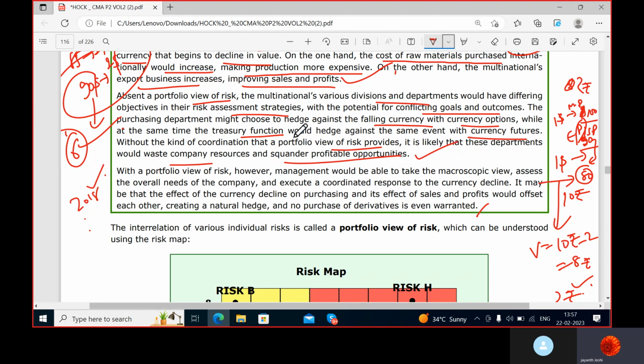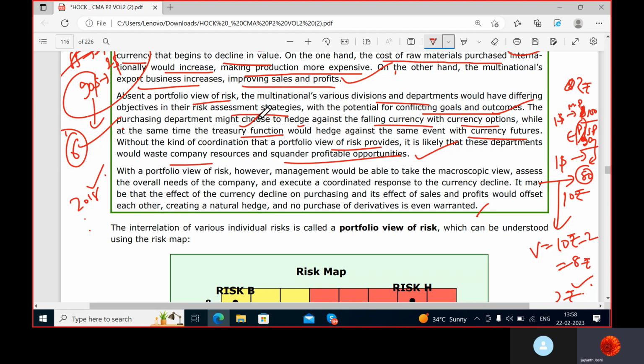The purchase department might choose to hedge against falling currency with options, while at the same time the treasury function, that is the head department, this is the purchasing department, right? There is one treasury department also in a company, correct? So the treasury department will try to minimize this risk with currency futures. So without the coordination that a portfolio view of risk provides, it is likely that these departments would waste money, resources, and squander profitable opportunities.